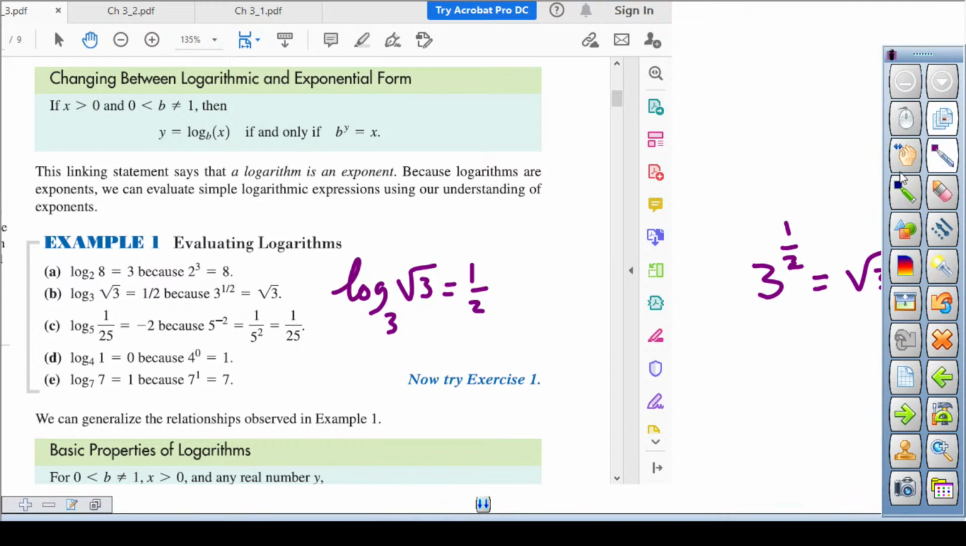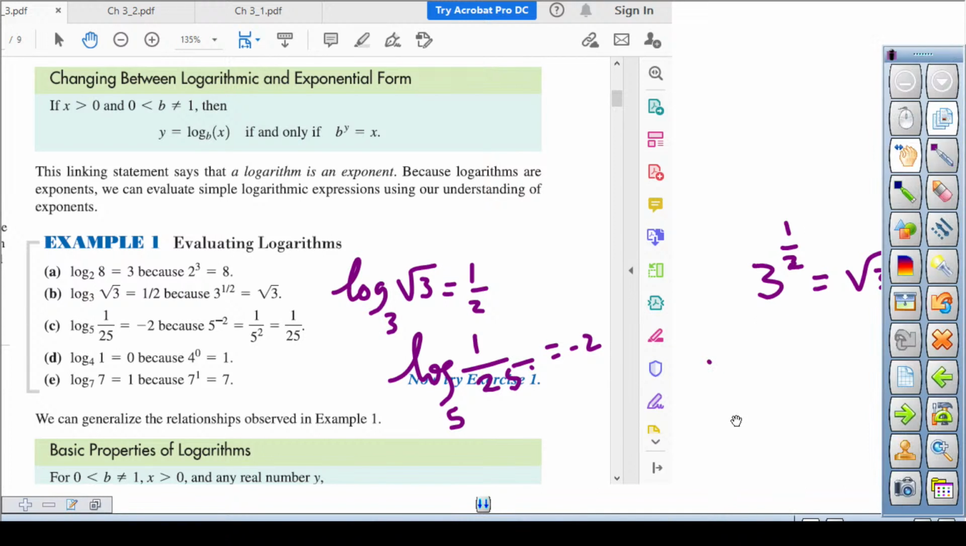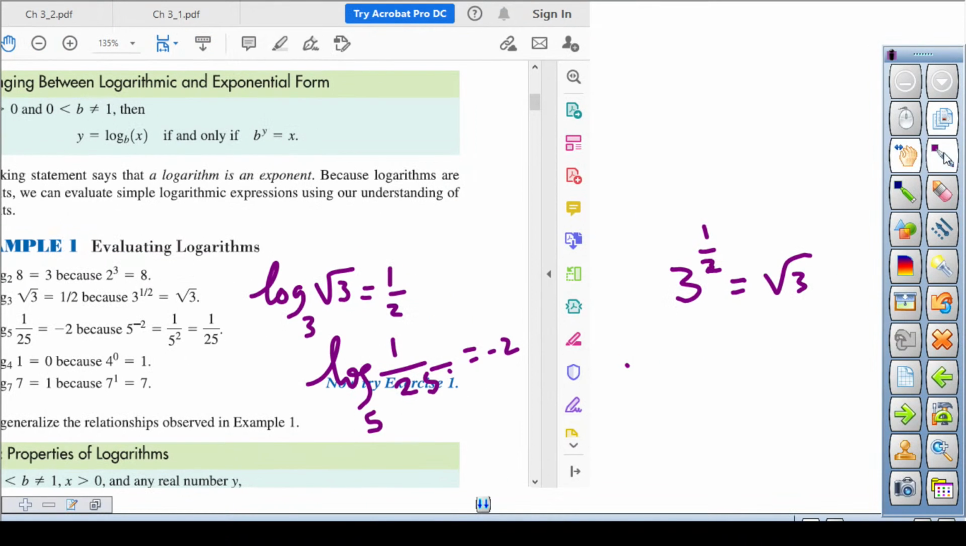Let me put it down just for those who might need it. Log base 5 of 1 over 25. I'll put the base all the way at the bottom here. I have a 5 down here. Equals -2. So basically, if I want to transfer it to exponential, I have 5 raised to the -2, which definitely is 1 over 25. Okay.